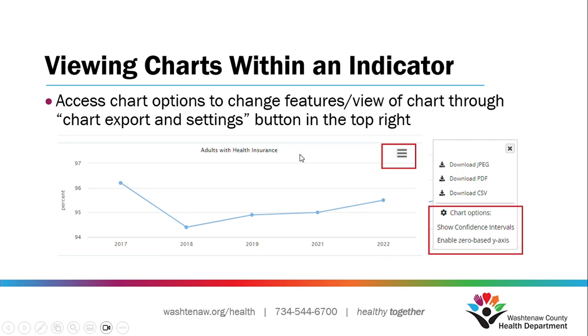So I have a screenshot of that here. Again, you see this panel to expand in the upper left corner. You have options to export that chart and then also chart options to change the view of the chart. So for instance, this chart is starting at 94, and if we wanted that y-axis to start at 0, we could select enable zero-based y-axis.